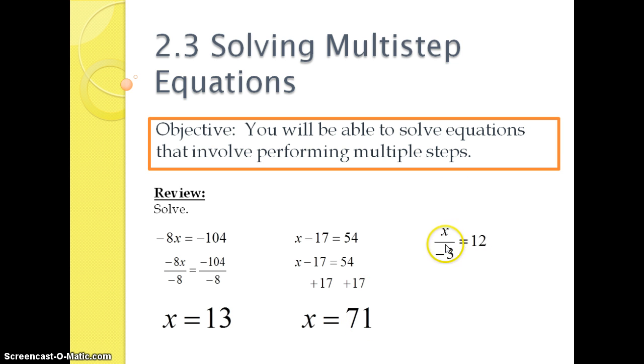Next problem, x divided by negative 3 equals 12. How is this negative 3 attached to the x? Well, it's being divided. So to move the negative 3, I need to undo the division by multiplying. I'm going to multiply by negative 3 on both sides. Negative 3 and this negative 3 cancel. Negative 3 divided by negative 3 is just 1. So I'm left with x equals 12 times negative 3, which is negative 36. So these are the basic rules you will have to understand moving forward with today's lesson.